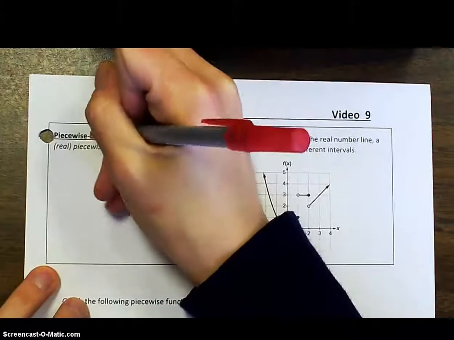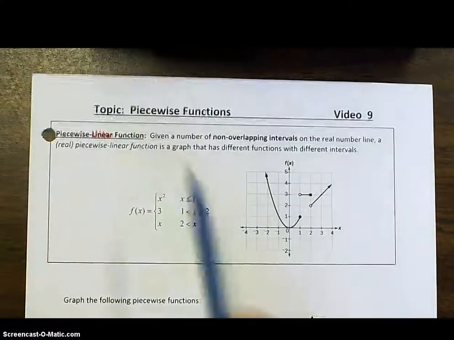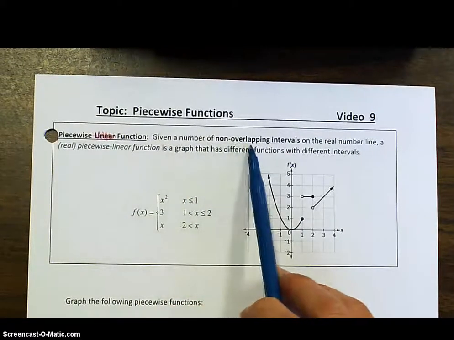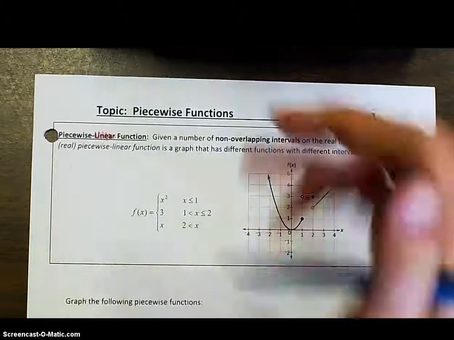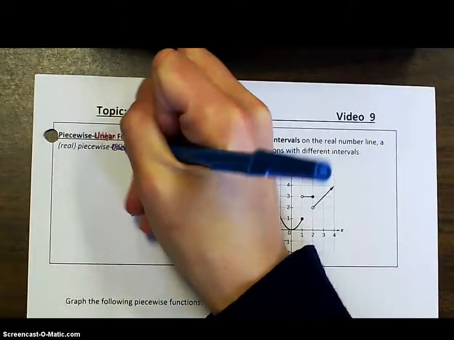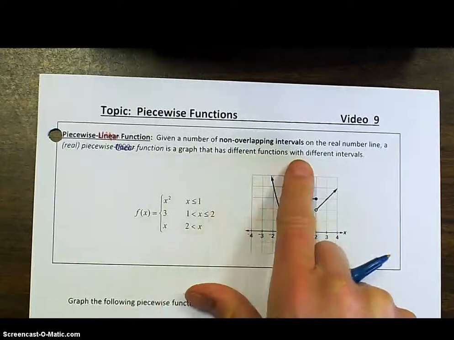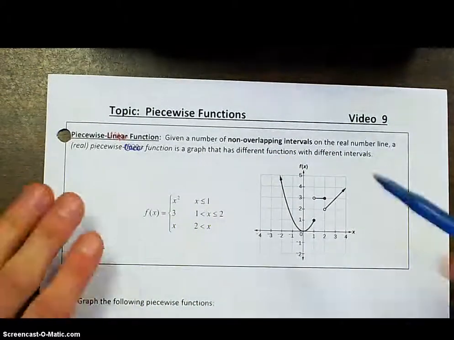Oops, this is not a piecewise linear, so we're going to cross off the word linear. This is just a piecewise function, so our pieces could be anything. The definition is, given a number of non-overlapping intervals on the real number line, a real piecewise function, so we're going to get rid of the word linear again, is graphed that has different functions with different intervals. Okay, so let's go ahead and take a look here.